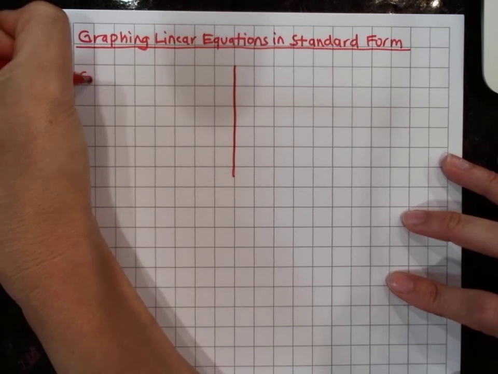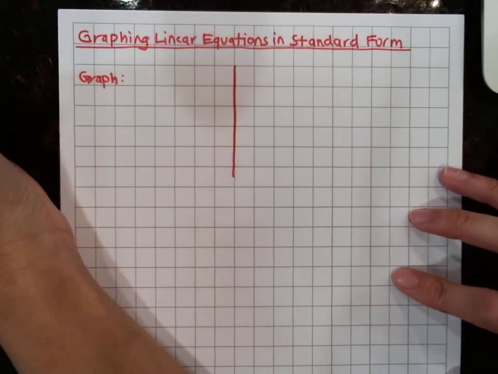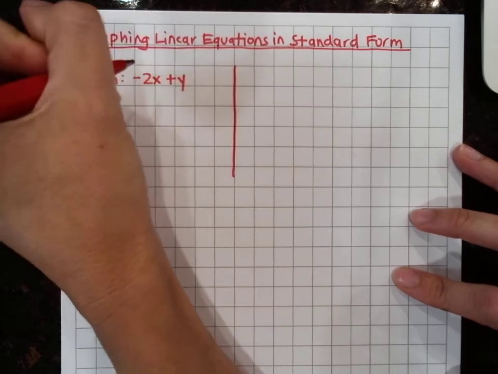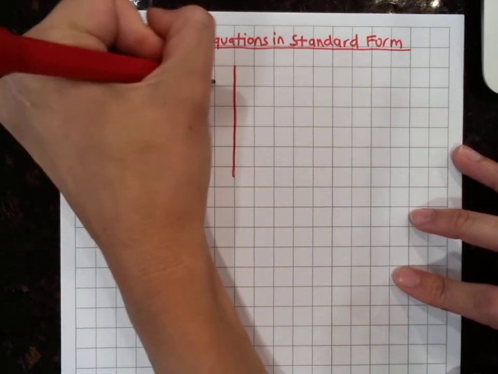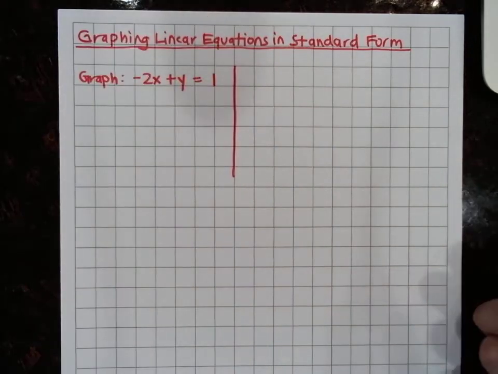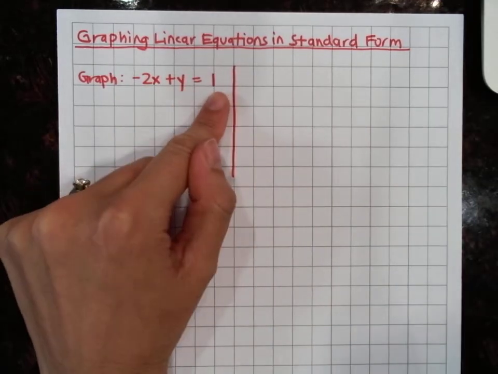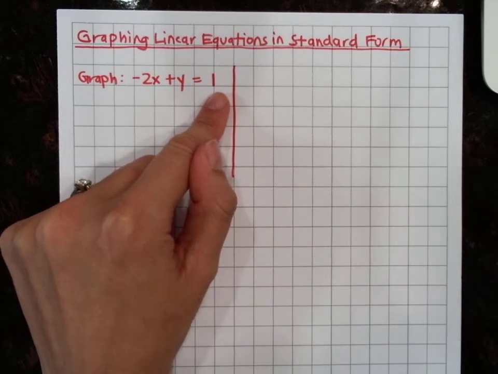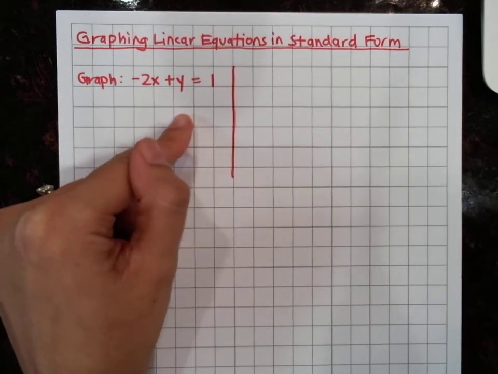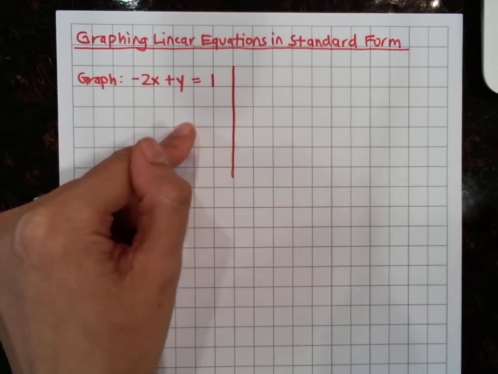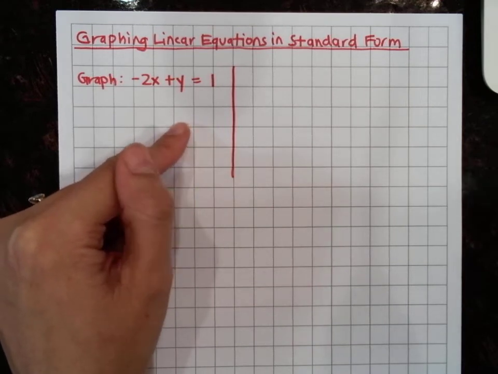Okay, so let's say we're told to graph negative 2x plus y equals 1. I don't know my slope and I don't know my y-intercept. So we've only been graphing when they were in slope-intercept form, where I knew the slope and I knew the y-intercept by looking at the equation.